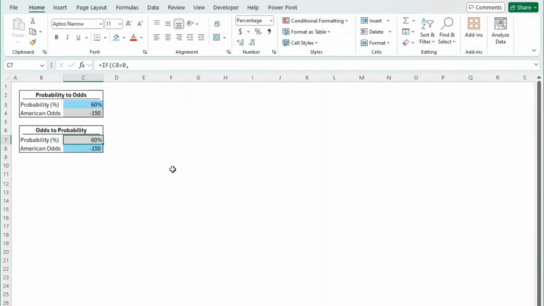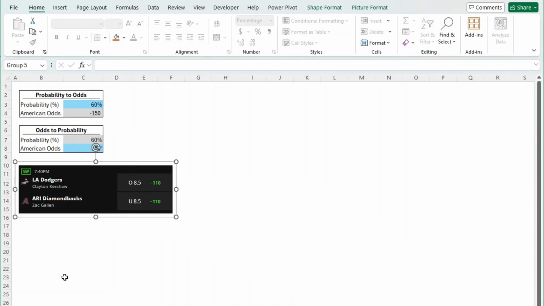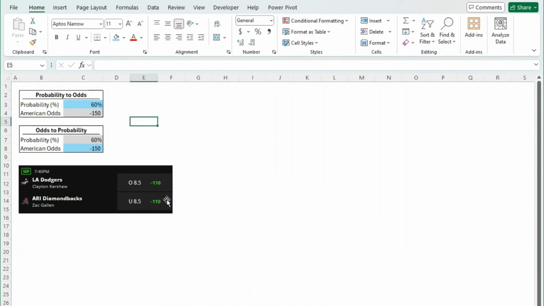One thing I do want to show you real quick. This is from a game today, the Dodgers at the Diamondbacks. This is the run line of 8.5. You can see both sides of this bet are negative 110. If we type that into our calculator, we get 52%.